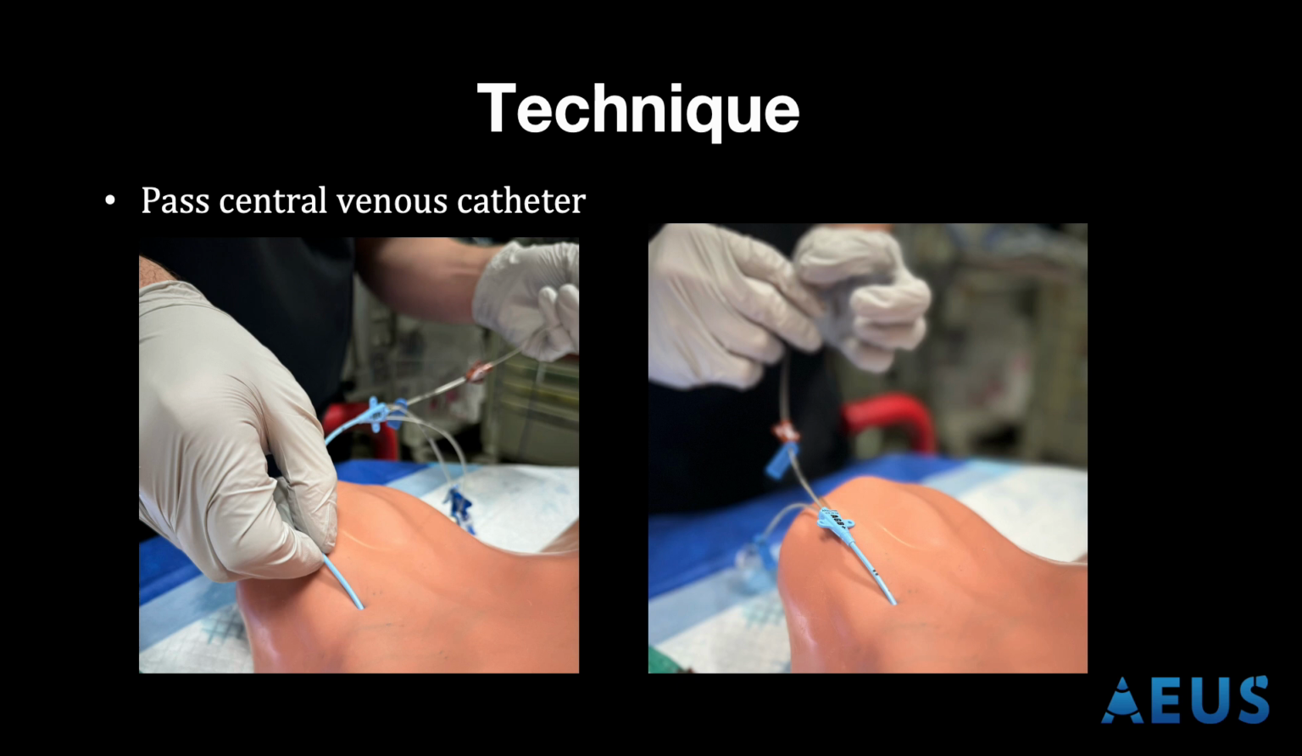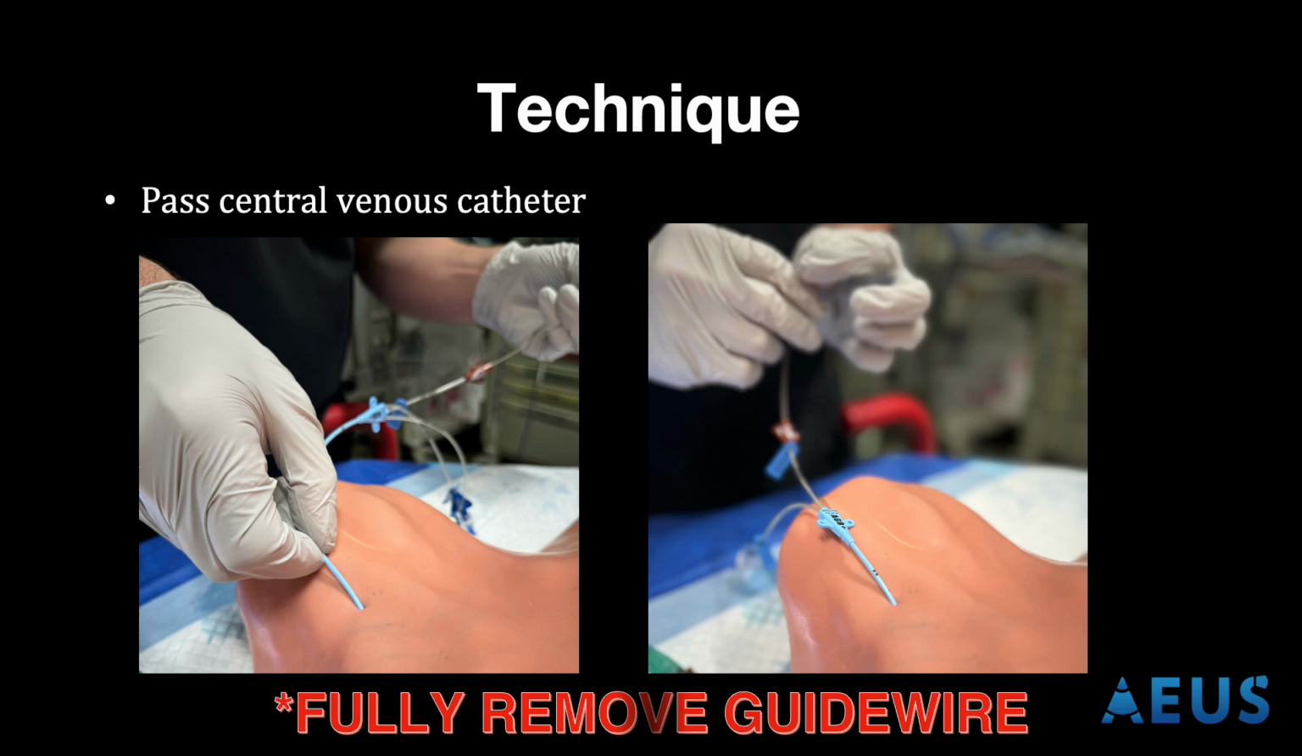Once you have dilated, you are ready to place your central venous catheter over your guide wire. Remember during this phase to maintain a tight grip on the guide wire at all times. Use firm but gentle pressure to place your catheter to the appropriate depth. Always remember to fully remove your guide wire at the end of this step.